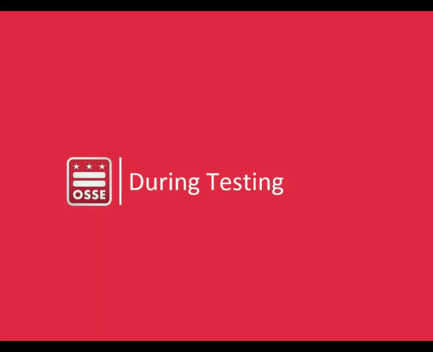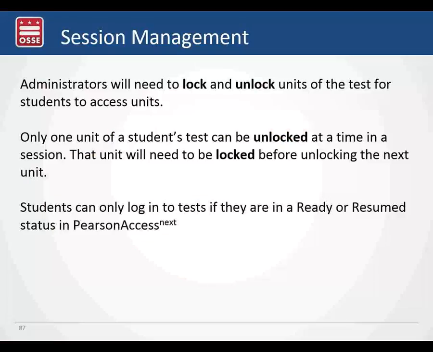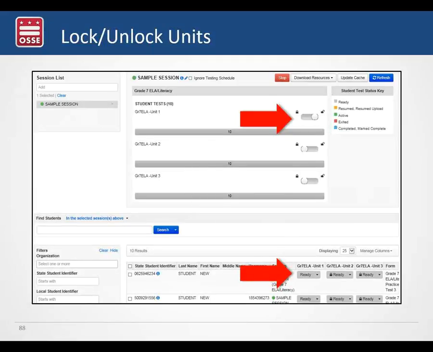So during testing, we've gotten everything set up, and now we get into the day testing opens. In session management, again, you will see those lock and unlock features for each unit of the test. Only one unit of a student test can be unlocked at one time. You can lock and unlock by session, and you can lock and unlock by student. The unit that they completed testing needs to be locked before you can unlock the next unit and the student can begin to test. Students are only able to log into tests if they are in ready or resumed status in Pearson Access Next.